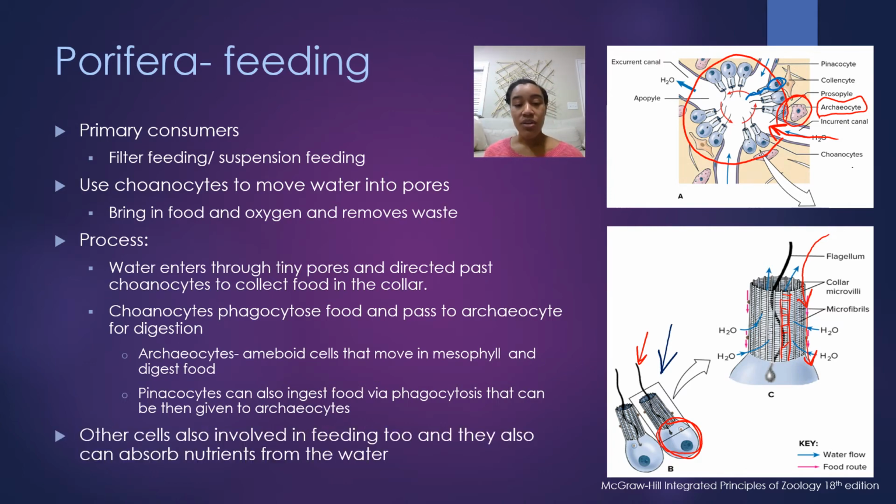There are other cells that are involved in feeding, like we talked about. You can have diffusion in and out, the pinacocytes, phagocytosis, and things like that. They can absorb nutrients from the environment through simple diffusion. So there are different ways, but really knowing this process of how choanocytes are used to obtain nutrients is important.